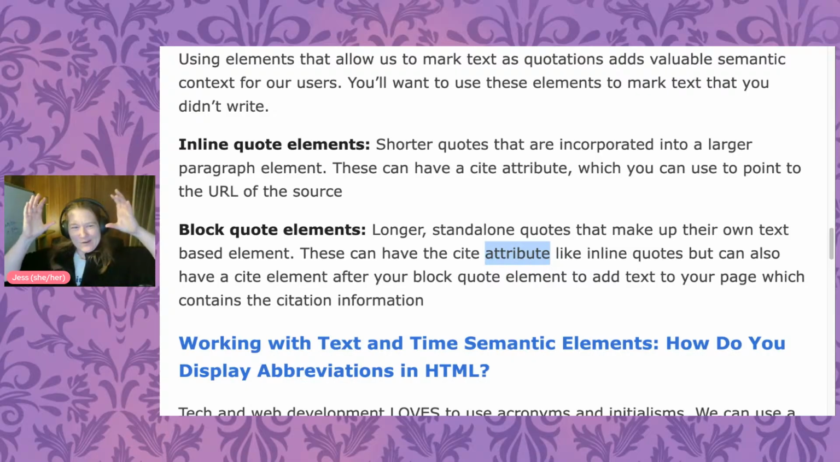So inline quote elements stay in the same line they've been living on. And you can have a citation, the cite attribute, which points at the URL of the source. Block quote elements stand alone, and they have a cite element that comes after them, which is a visible attribution.